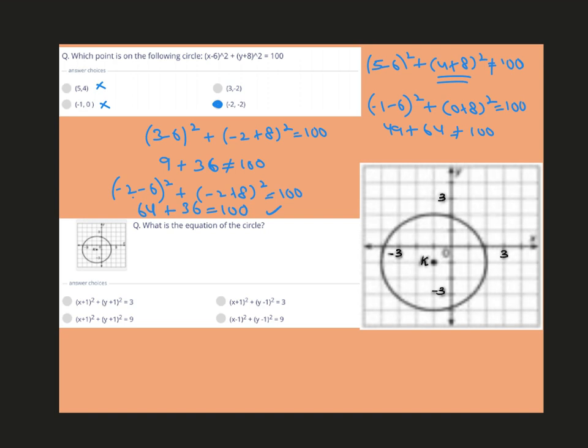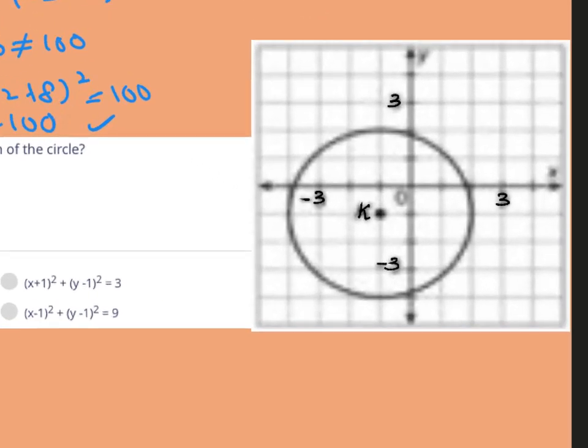Now the last one says you have the circle given to you, in fact, and you have to identify the equation. Now this is the circle. You have to identify the center and the radius. Once you get the center and radius, you can easily identify the equation. Now this K is the center, which clearly is minus 1 comma minus 1.